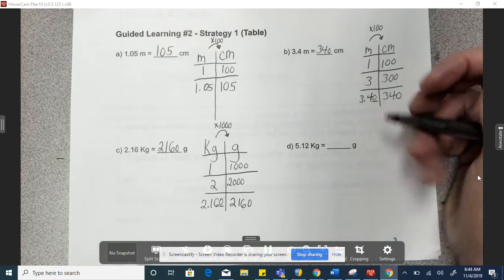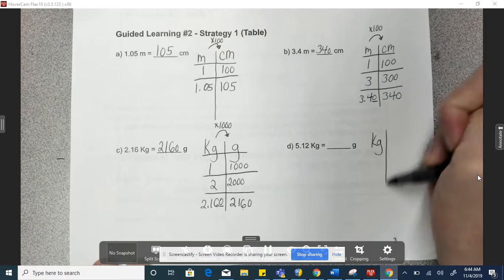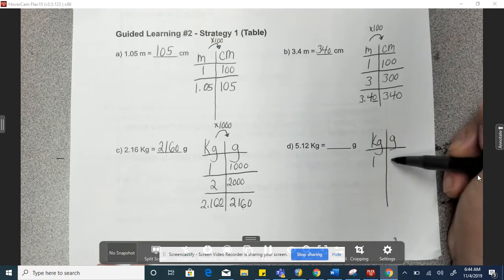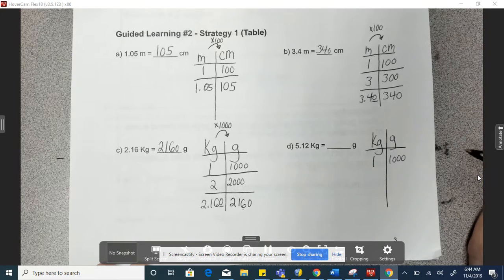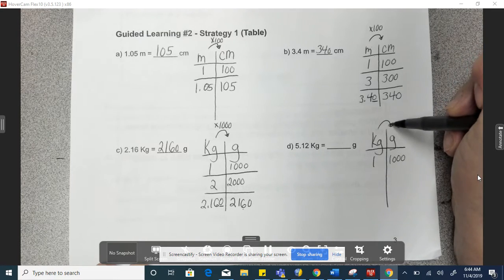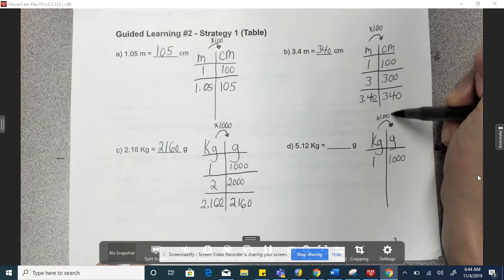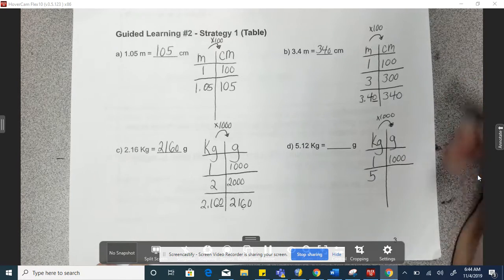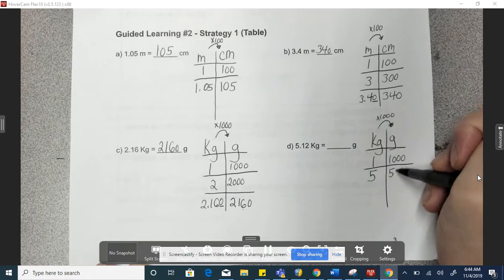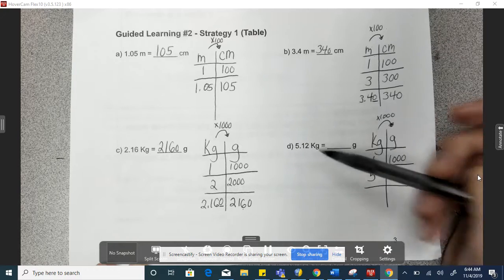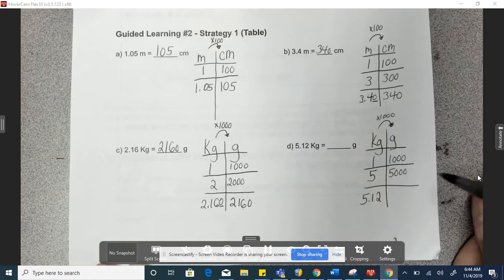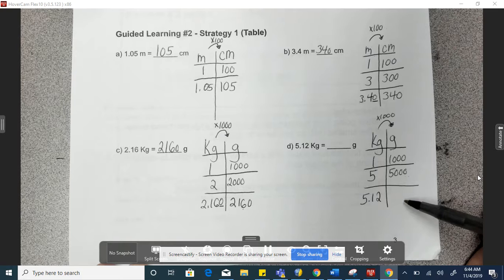We're going to do one more. We're going to do kilograms to grams. We're going to start with 1 kilogram is equal to 1,000 grams. So we need to multiply 1 kilogram by 1,000. Now I'm going to go to 5 kilograms. 5 times 1,000 is 5,000. So now I'm going to use my number that I'm starting with, which is 5 12/100. And so I know my answer is going to be close to 5,000, but a little bit greater.